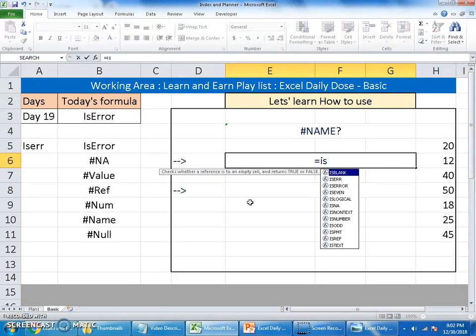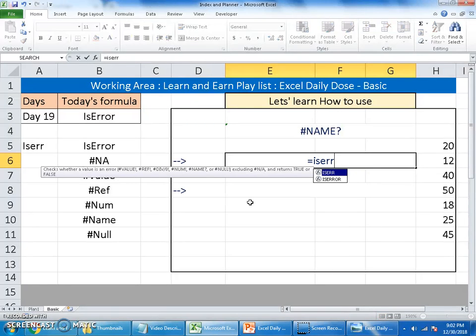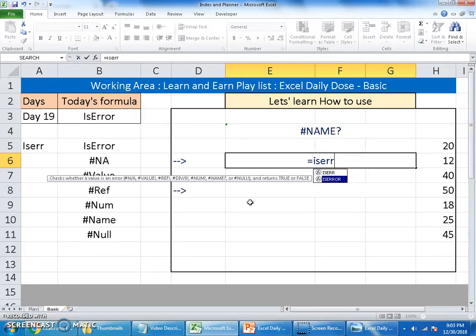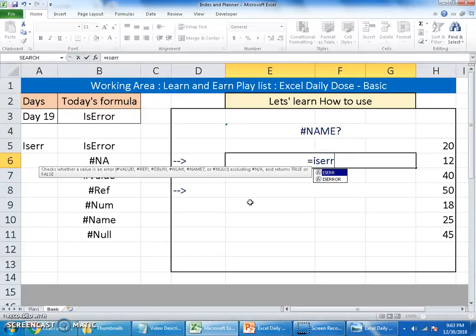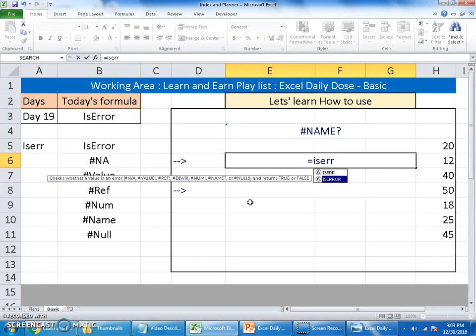Now again, I should also tell you there are two formulas. One is ISERR, and the other one, the one which we are discussing, is ISERROR. The only difference between these two is that ISERR only checks for certain error types, excluding #N/A (not available), and ISERROR checks for all types of errors. So I prefer you to use the complete one, ISERROR.